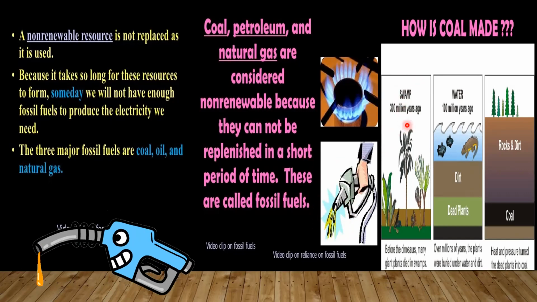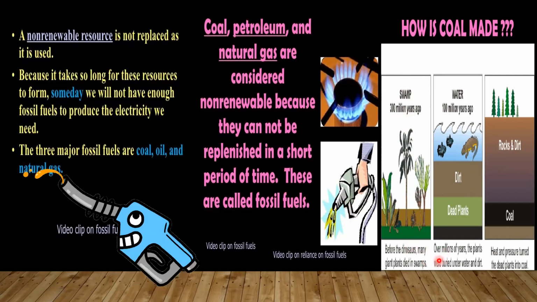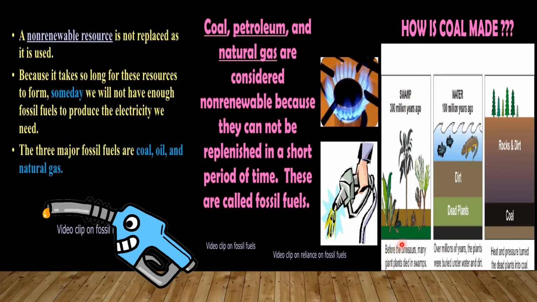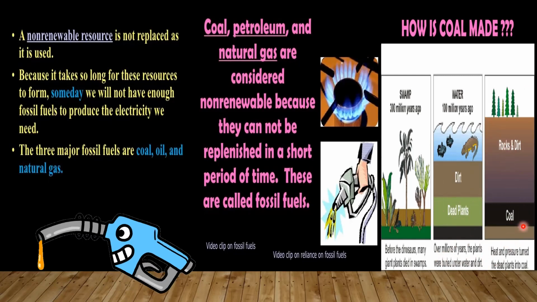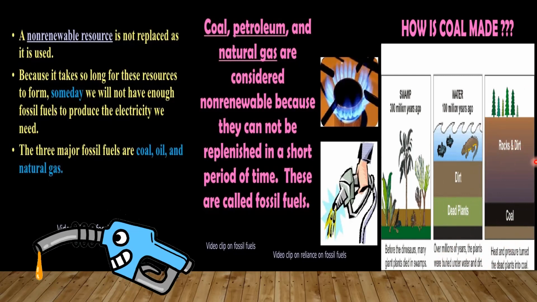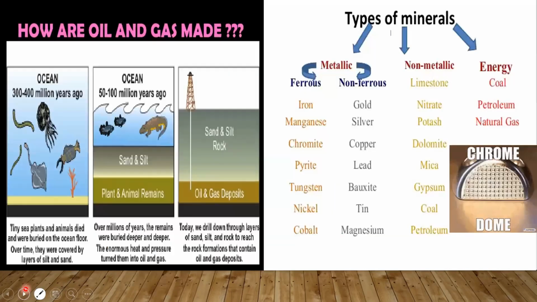Here is a swamp where 300 million years ago, before the dinosaurs, many giant plants died. Big giant plants, very big plants, died in the swamps. Over millions of years, the plants were buried under water and dirt. Then heat and pressure in the earth's crust turned these dead plants into coal. Our oil and gas were made differently.